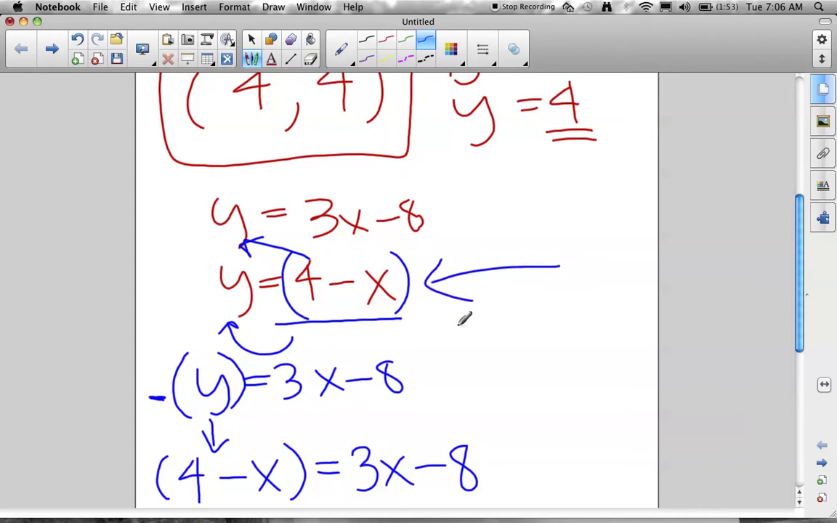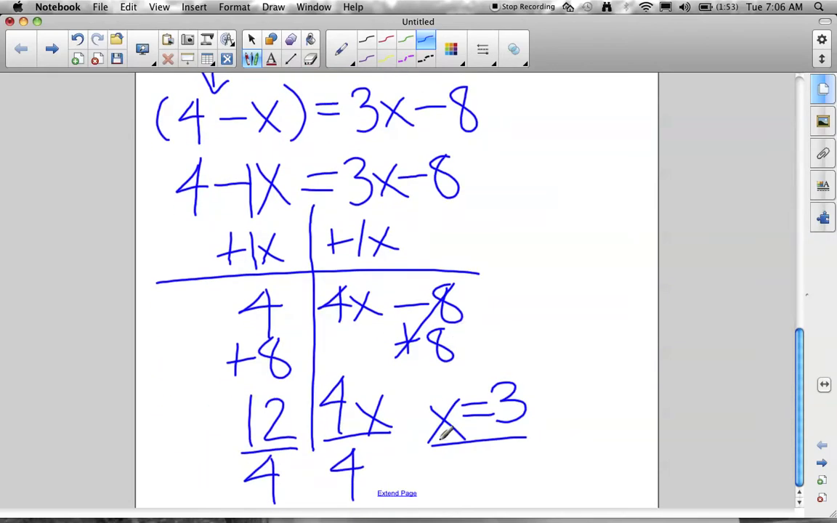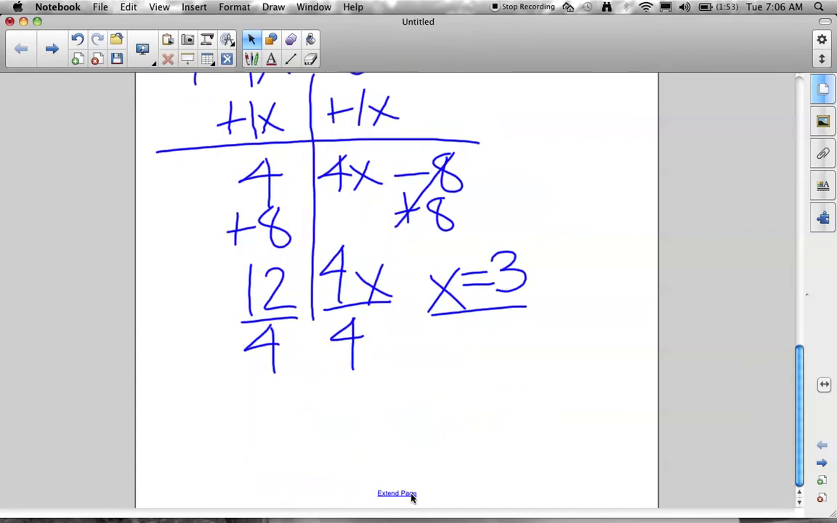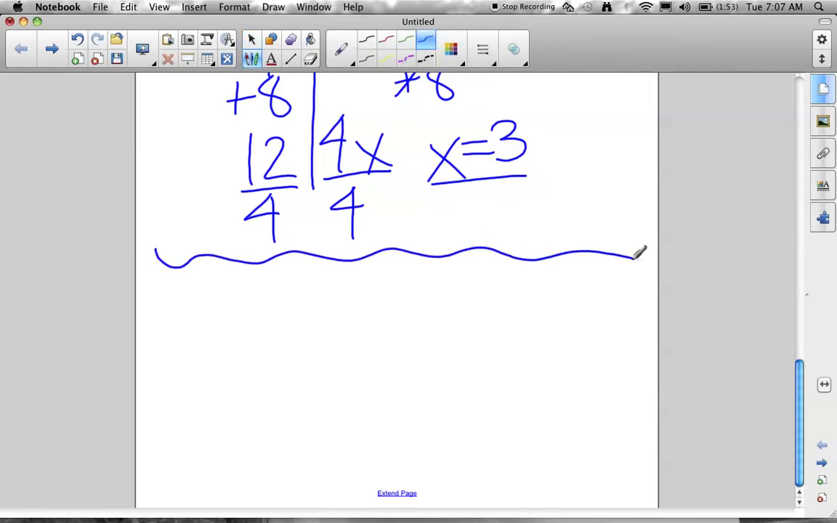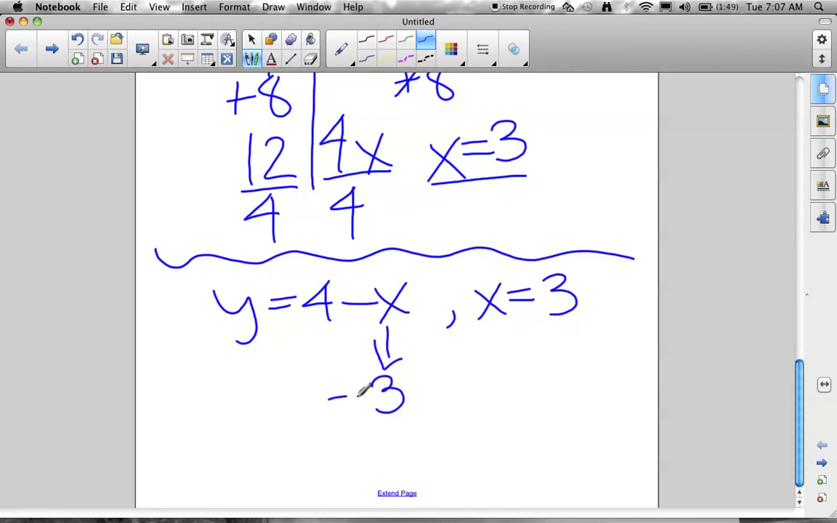So I'm going to take y equals 4 minus x, and I'm going to plug in 3 for x. Let me get us some room here. Need my pen again. Okay. So y equals 4, take away x, and I'm going to plug in 3 for x. 3 is going in. Now all I do is simplify. 4 take away 3. I get y equals 1.